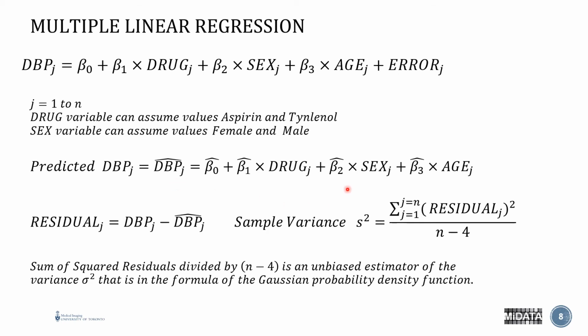Now in this case, because we've added another 2 predictors to our equation, drug and sex, when you calculate the residual, which as we said previously is the observed value minus the predicted value, and you calculate your sample variance, your residual is estimating how many? 1, 2, 3, 4 parameters. And for that reason, you divide by n minus 4.